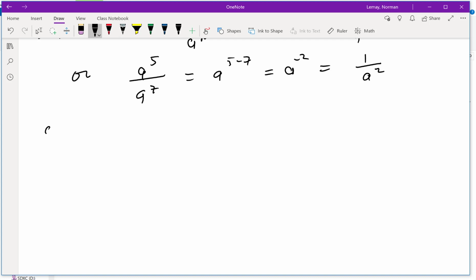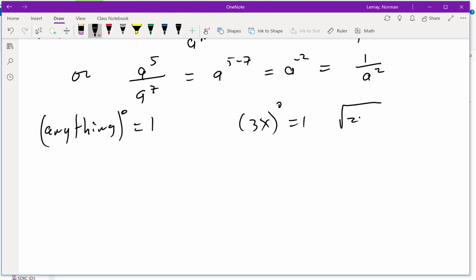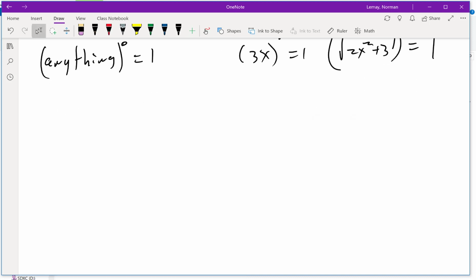We also know that anything raised to the 0 power is always equal to 1. So it doesn't matter if it's 3x to the 0, this is equal to 1. It doesn't matter if it's the square root of 2x squared plus 3, and all of that is raised to the 0 power, this is still equal to 1. And again, our final rule, which we've already visited, is negative exponents. We just rewrite those as 1 over a to the n.